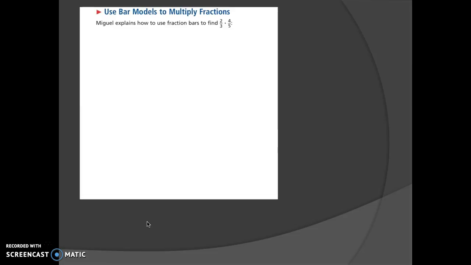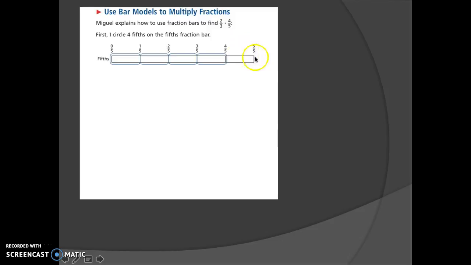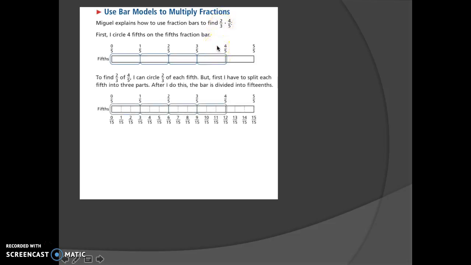Now, those were unit fractions. Let's look at some non-unit fractions. Miguel explains how to use fraction bars. Here's our problem. 2/3 times 4/5. Or remember, another way to say that is 2/3 of 4/5. So we have a fraction bar divided into fifths, and here are 4/5. So now we're going to take those 4/5 and divide each fifth into thirds.